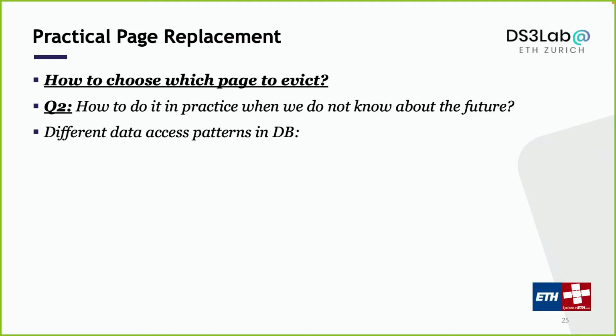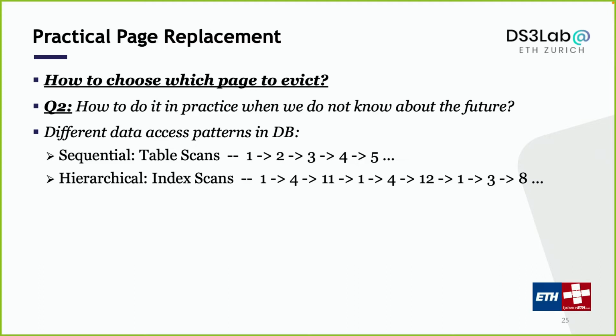So in practice, inside a database, you have different access patterns. For example, you have the sequential scan, where you want to scan every single tuple inside a relation. You have the hierarchical index scan, where you have a tree of your tuples or pages, and you always go from the root to the leaf. That is the index scan pattern.